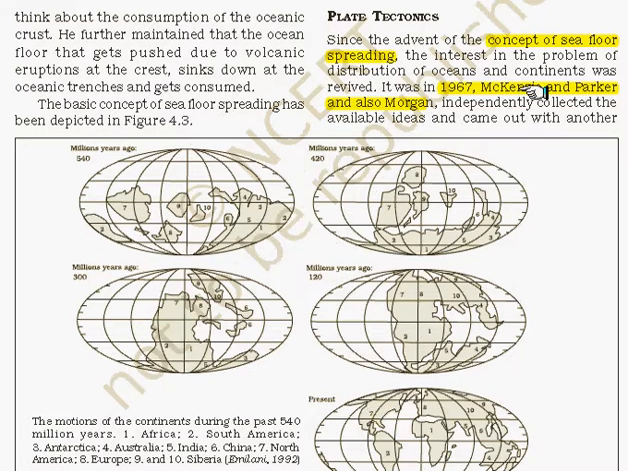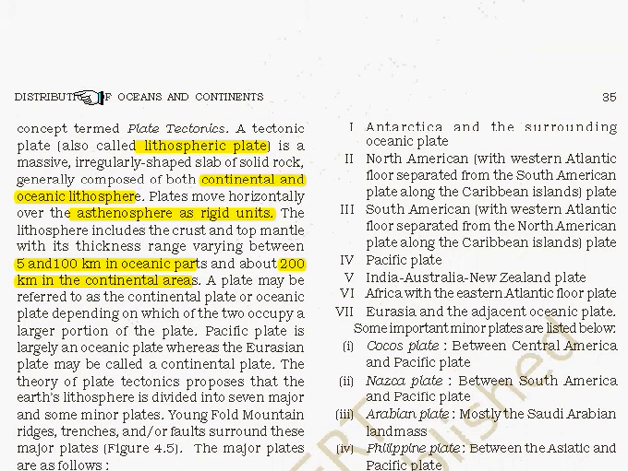For example, Harry Hess's concept of seafloor spreading. With the help of this, scientists like McKenzie, Parker and also Morgan independently connected the available ideas and came out with another theory called the plate tectonic theory. So the tectonic plate is a lithospheric plate.